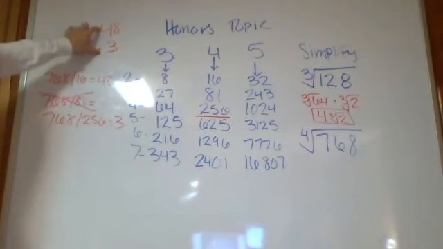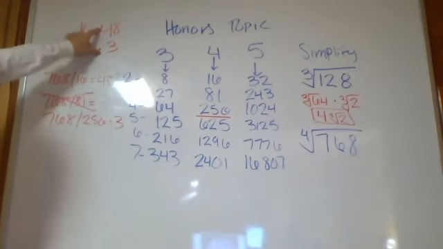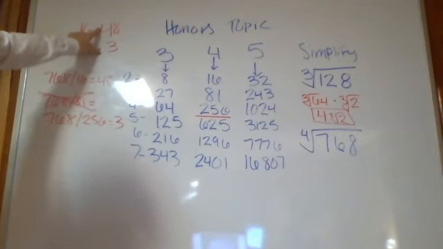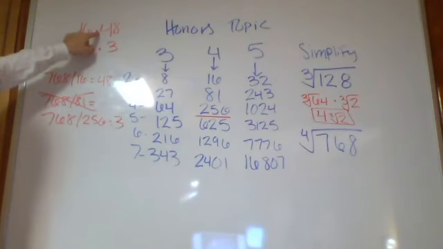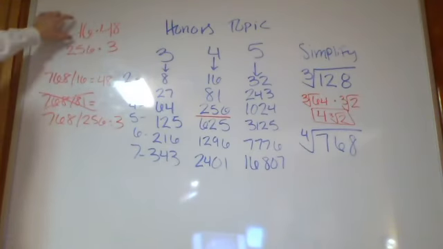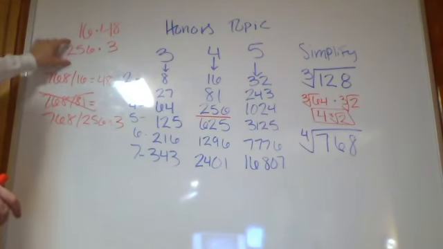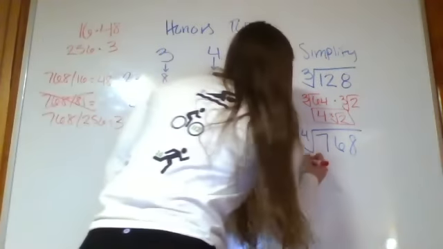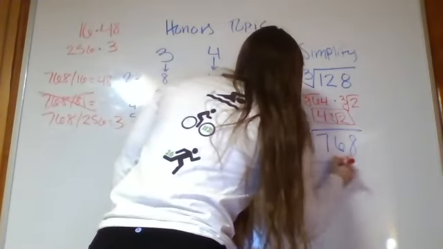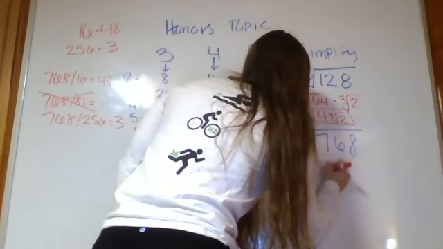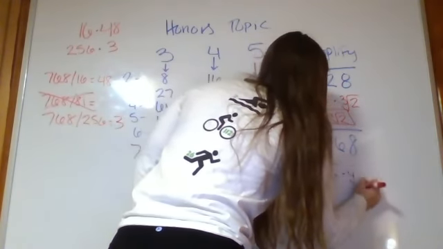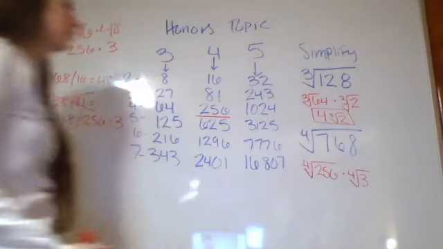48 has a huge possibility of still being able to be simplified down even further. In fact, it absolutely will be able to be simplified down further. So if I chose this top factor, I would have to do 2 simplification stages. If I chose the bottom one, I only have to do 1. So we're going to choose 256 and 3. So the fourth root of 256 and the fourth root of 3.